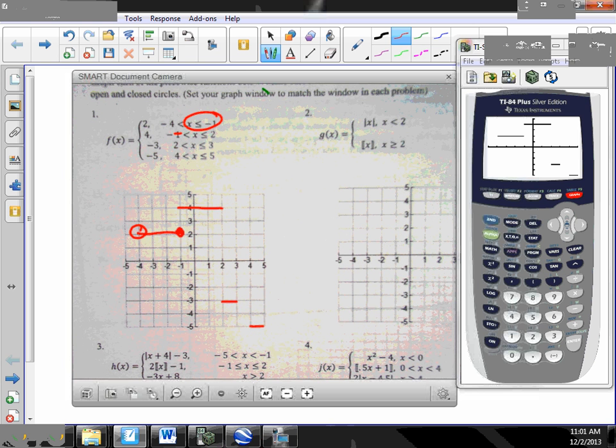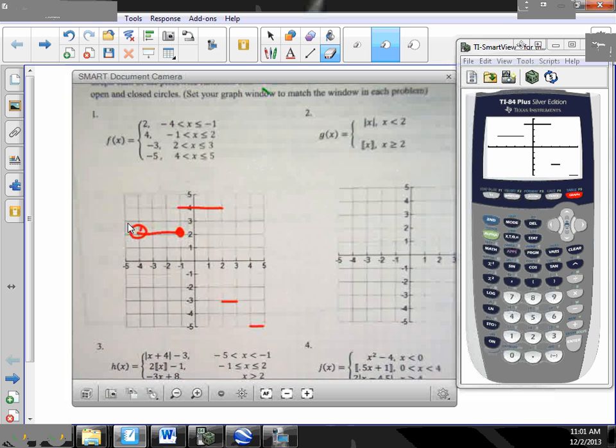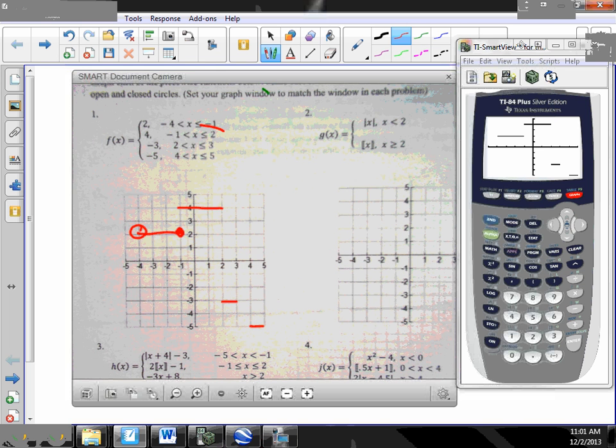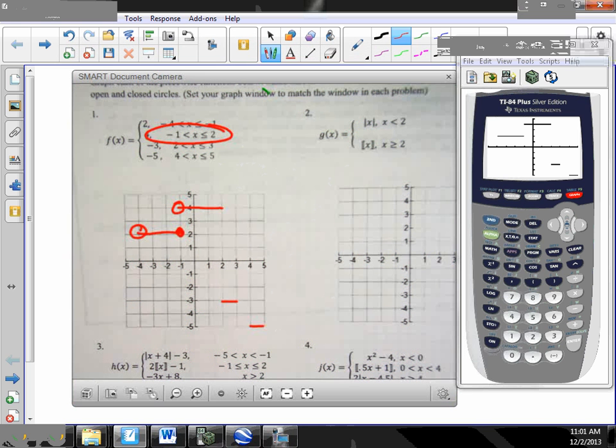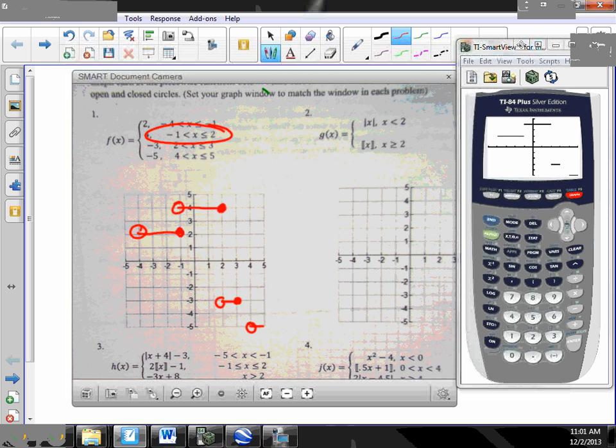If we skip down to the next one. So on this graph, is the left side open or closed? Open. What about the right side? Right side is closed. So we move down to the next one, open on the left, closed on the right. The next one is open on the left, closed on the right.